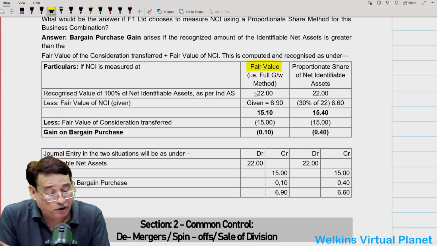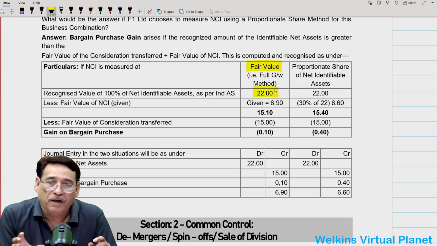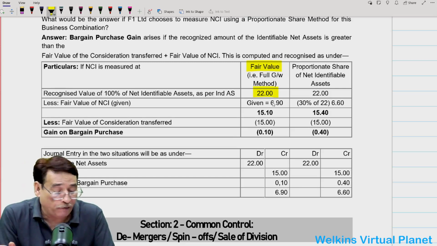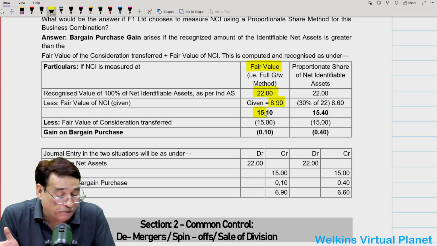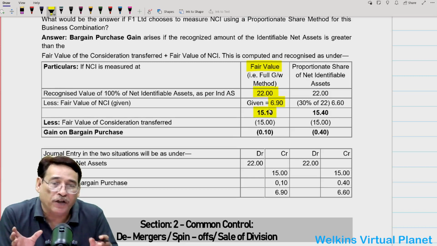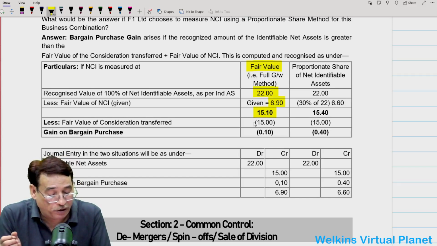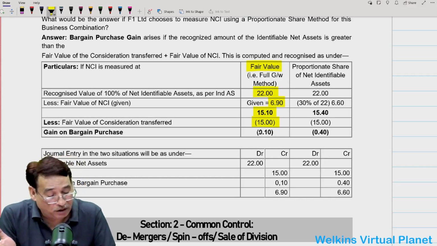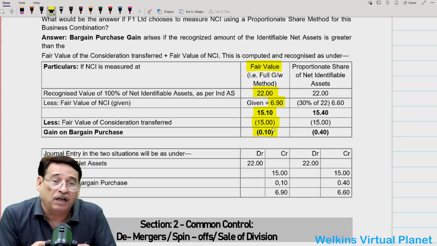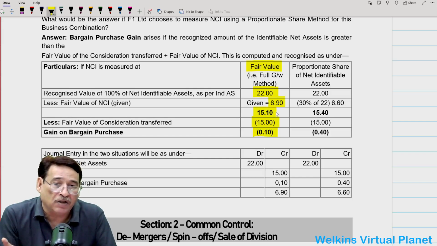So 100% of net identifiable asset is 22 lakh. First of all, as usual, we are going to write it. Then we will subtract the fair value of NCI, which is given in the question as 6.90. So we shall be left with 15.10. This 15.10, what does it reflect? It reflects the share of acquirer company in the net assets. Then you are going to compare it with the consideration. Consideration amount you saw, 15 lakh. So this time what we are getting is gain on bargain purchase, because the amount of consideration is less than the share of net assets.